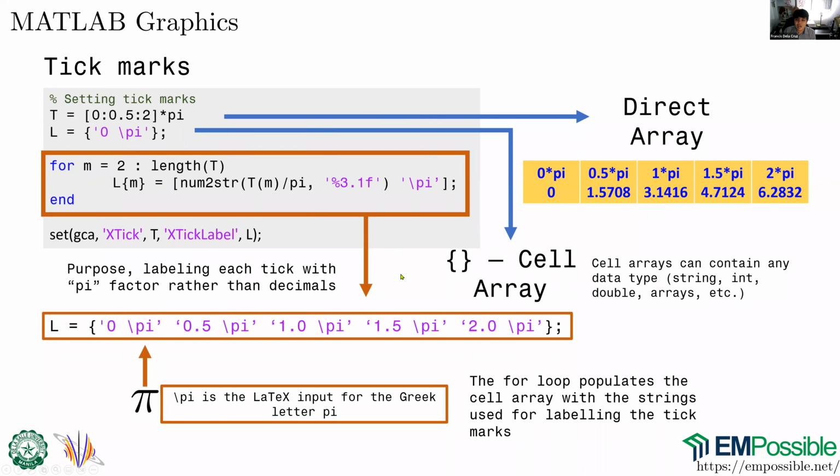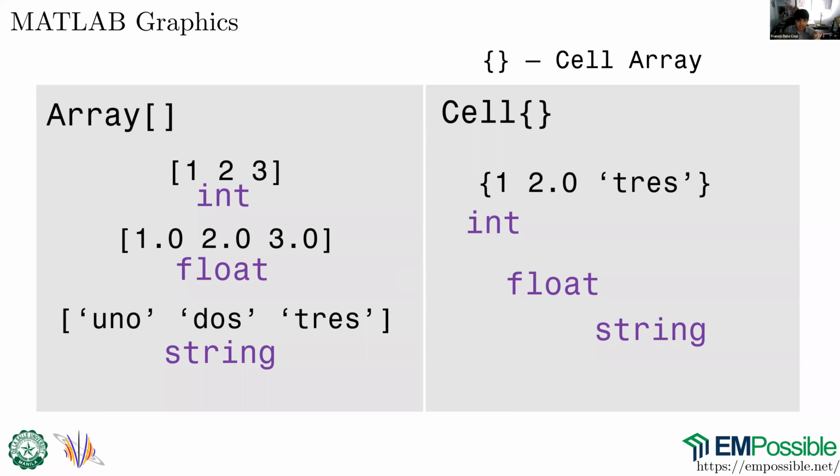So what is the difference between a cell array and just an array with a bracket? An array can store values of the same data type. For example, this first array here has a data type of all integers: 1, 2, 3, 4, 5, 6, and so on, negative 1, 2, 3, and so on. The second array has elements of float data type: 1.0, 2.0, 3.0. Anything is all float. And then the last one is a string array because you have strings: uno, dos, tres.